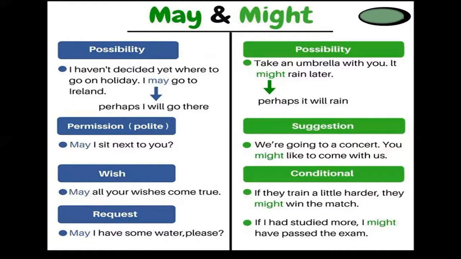Why are we using might in the second sentence? Had is what? Had is imagination. If I had studied more. This denotes the past tense also, and past form. If the if clause is past, definitely the consequence clause will be followed by the past tense, that is might.